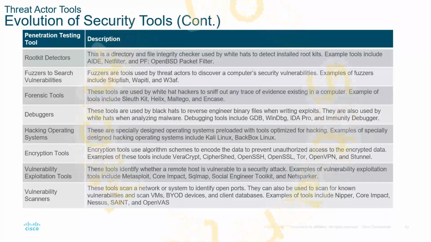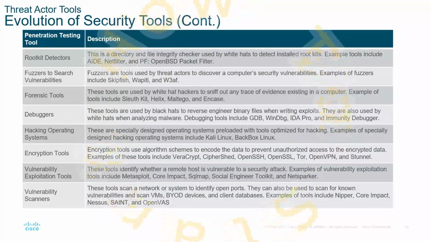Forensics tools could be Maltego, Encase, Sleuth Kit. In reality, Sleuth Kit is going to be Autopsy, or FTK, or Access FTK, or Paladin. Those are all pretty common forensics tools. Debuggers are going to be like WinDbg or IDA Pro. IDA Pro is going to be one of the big ones because IDA Pro is also used for malware analysis. Hacking OSs are going to be things like Kali or BlackBox or Parrot.